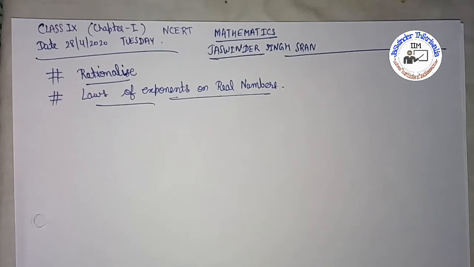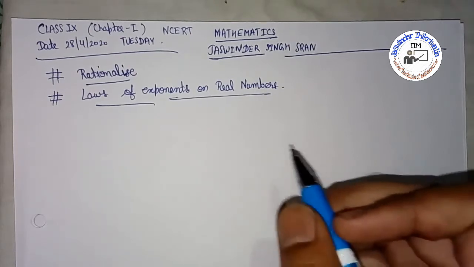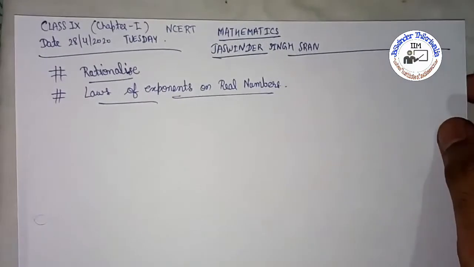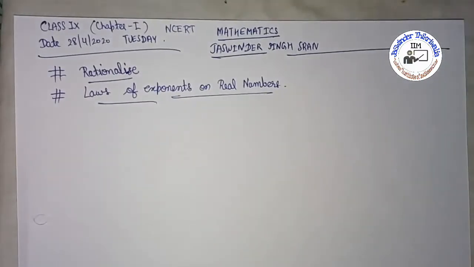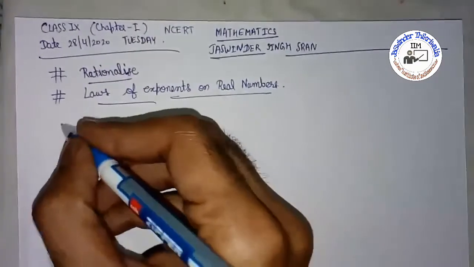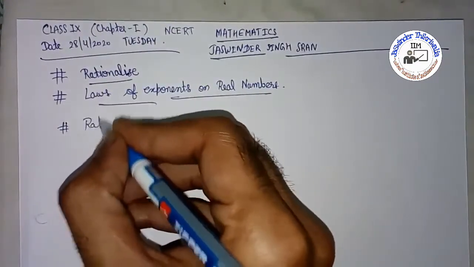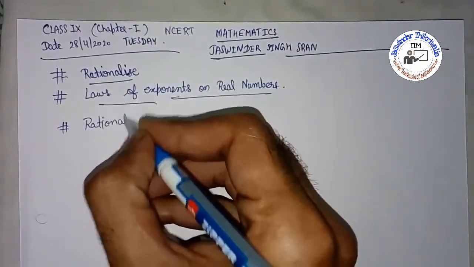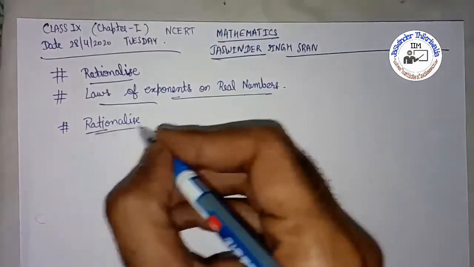And in today's video we will discuss a main concept of the number system, that is rationalization. We do rationalization when the denominator of a rational number is irrational. Suppose there is an example related to rationalization, how we can rationalize.